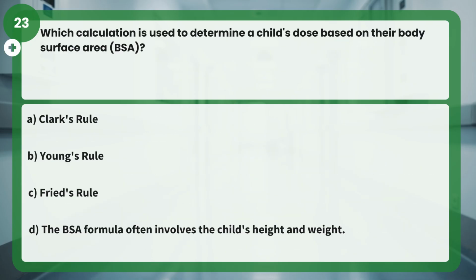Question 23. Which calculation is used to determine a child's dose based on their body surface area, BSA? A. Clark's rule. B. Young's rule. C. Fried's rule. D. The BSA formula often involves the child's height and weight.